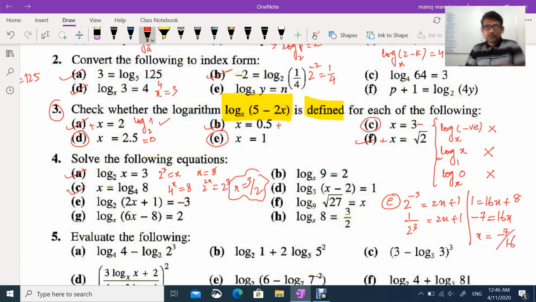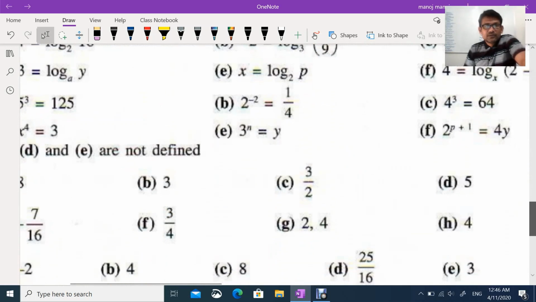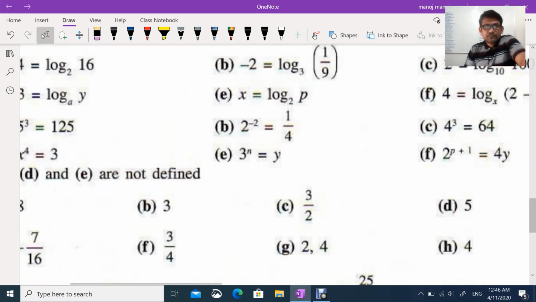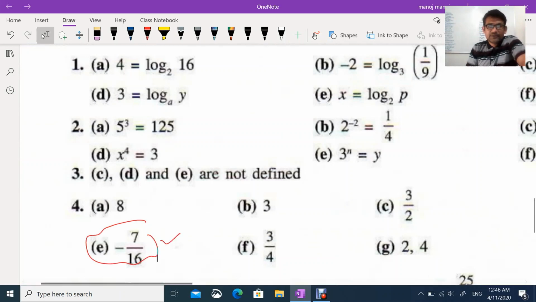If you want to know the answer of question number 4, part E, I also have the solution with me. This is here. Question number 4, part E. The answer is here. Correct. Then we can move to our question.